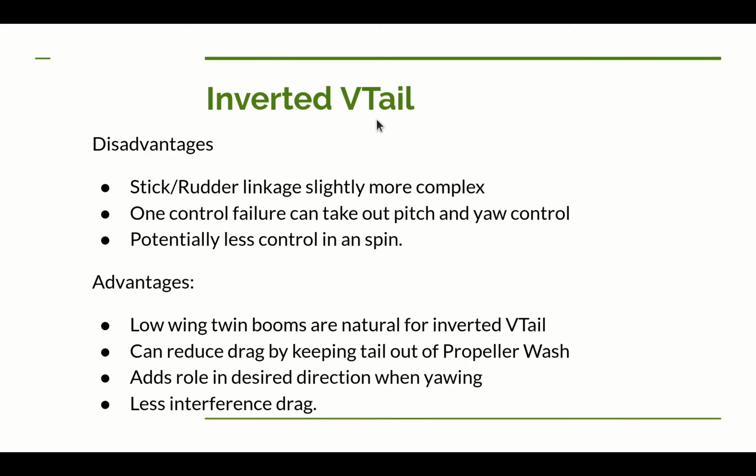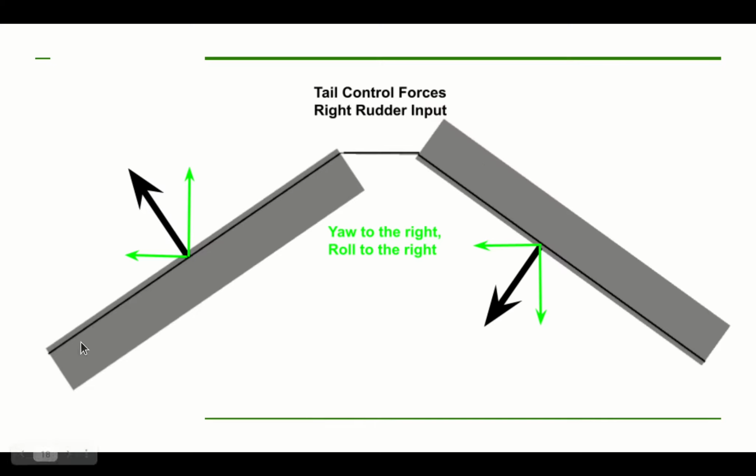But an inverted V-tail actually tries to roll it in the correct direction when you apply rudder. This is an inverted V-tail, as you can see, and again we're putting in right rudder input. So in this case, this control surface is deflecting up, which is pushing down to the left. This one is deflected down, pushing up and to the left. So again, we have left forces here on the tail, which is going to cause us to yaw to the right, same as with the previous slide.